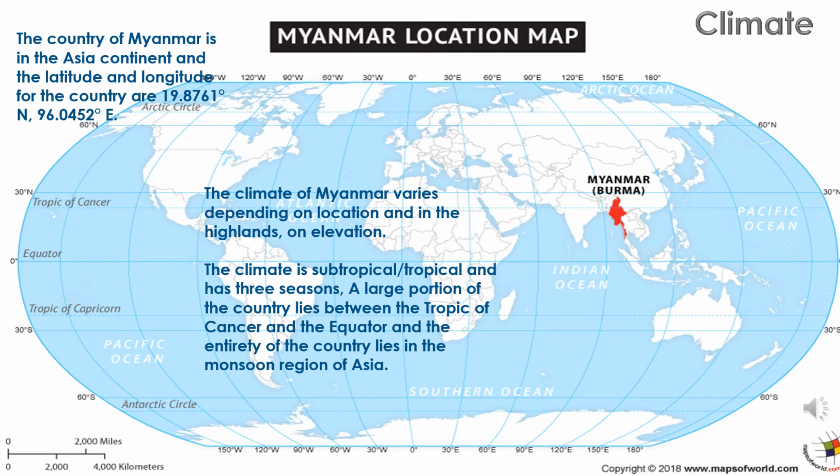The climate of Myanmar varies depending on location and, in the highlands, on elevation. The climate is subtropical, tropical, and has 3 seasons. A large portion of the country lies between the Tropic of Cancer and the equator.